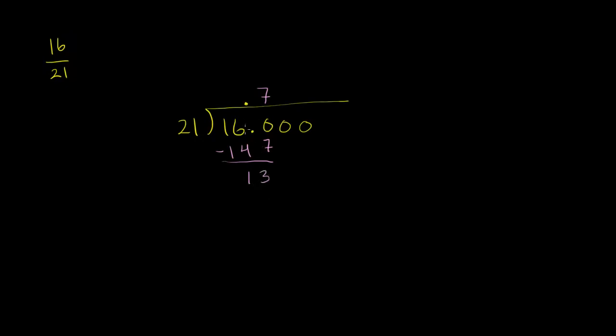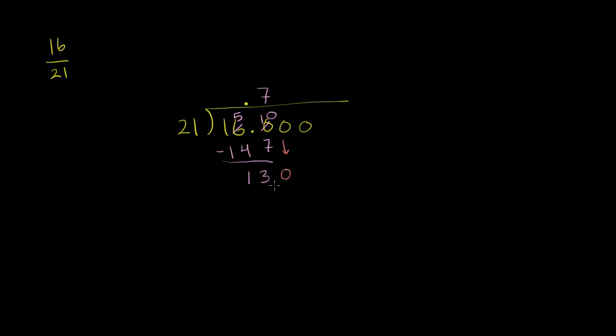And you could just subtract it. I did it in my head right there, but you could regroup. You could say this is a 10, and then this would be a 5. 10 minus 7 is 3. 5 minus 4 is 1. 1 minus 1 is 0. Now let's bring down a 0.